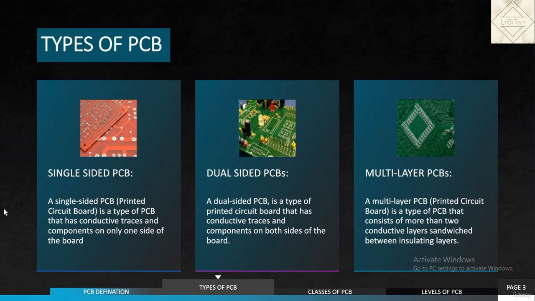And the second one is dual-sided PCB, a type of printed circuit board that has conductive traces and components on both sides of the PCB. And the multi-layer PCB is a type of PCB consisting of more than two conductive layers sandwiched between insulating layers. So we'll discuss that in detail.